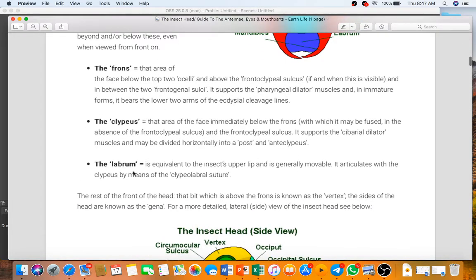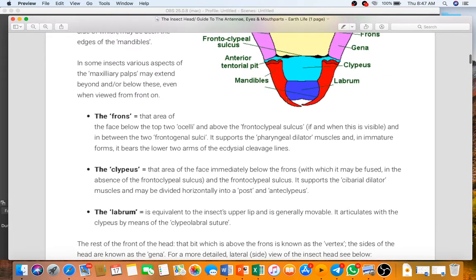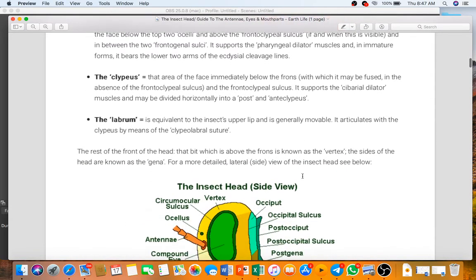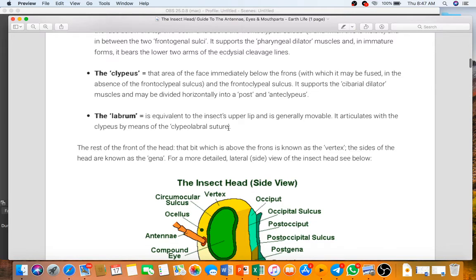Then coming to labrum. This is equivalent to insect upper lip and generally movable. This region is movable. It articulates with clypeus by means of clypeolabral suture.